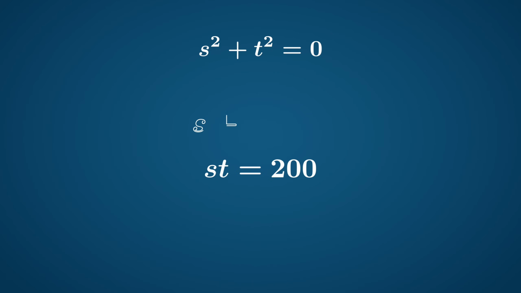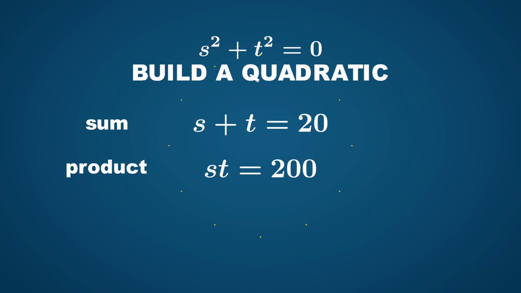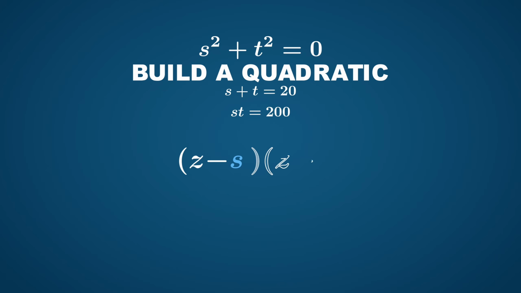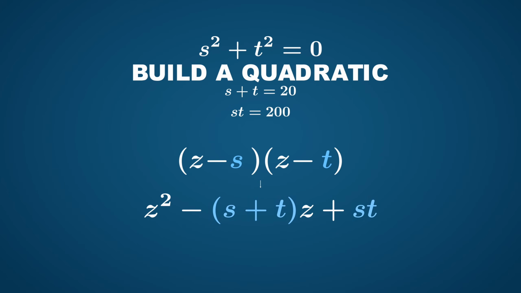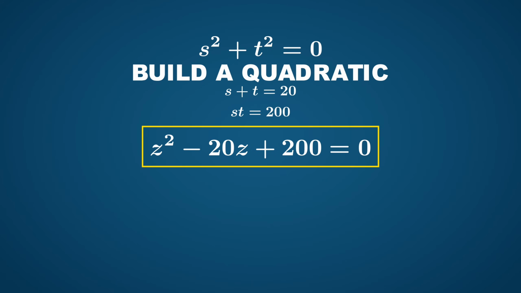So now we know two things about our pair of numbers. Their sum is 20, and their product is 200. And anytime we know a sum and a product, we can build a quadratic whose roots are exactly those two numbers. Here's why. If s and t are the roots of a quadratic in z, it factors as z minus s times z minus t. Multiply that out and we get z squared minus the sum times z plus the product. So s and t are the two roots of z squared minus 20z plus 200 equals 0.